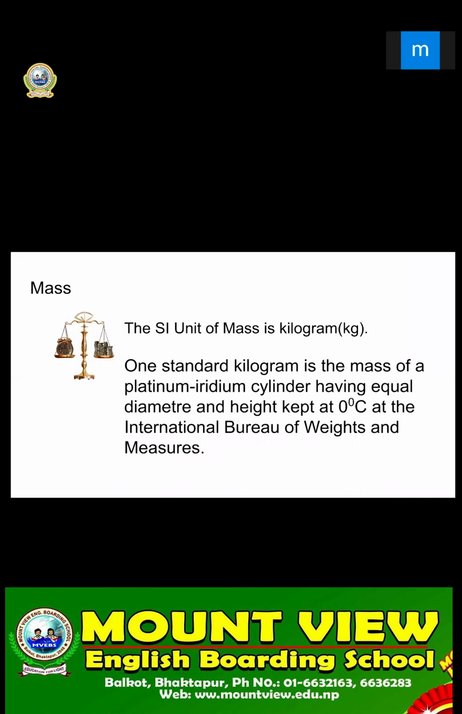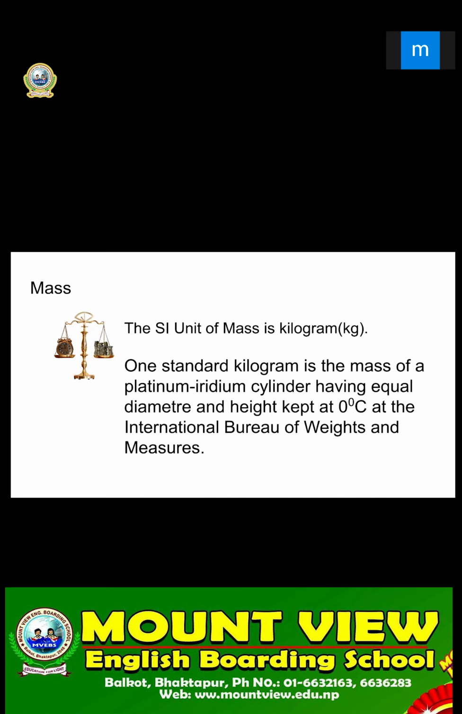Likewise, now let me step to another fundamental quantity, a second fundamental quantity, that is mass. And mass is the total quantity of matter contained in a body. It is determined by the number or the amount of molecules of a substance. The mass is a fundamental quantity. In the SI system, this quantity is measured in the unit called kilogram. Means the SI unit of mass is kilogram.